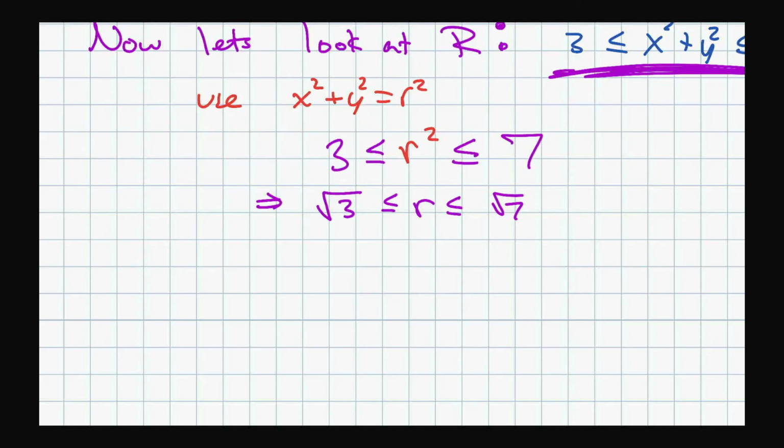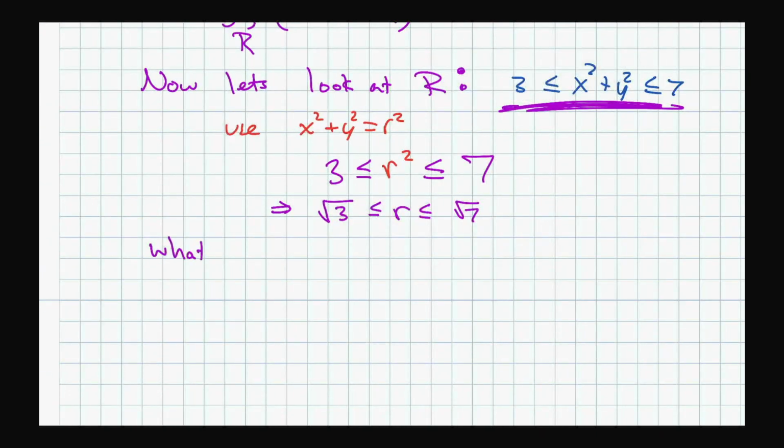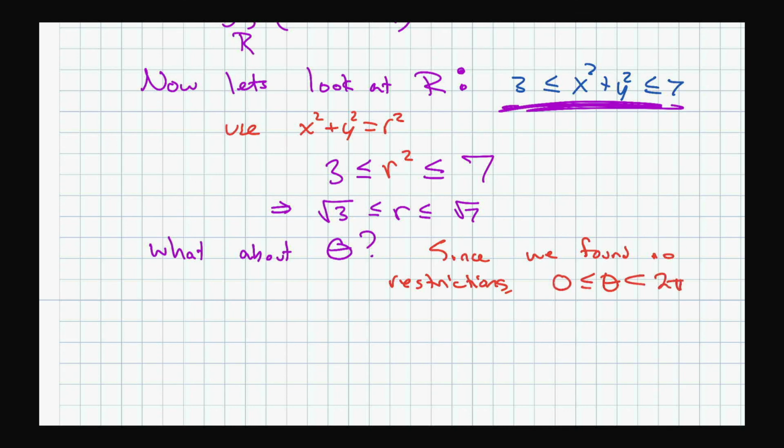Now, what about theta? So remember what we did, not last time, but a couple times ago. If there are no restrictions on theta, then theta is just going to be all the way around the circle, 0 to 2 pi. Since we had no restrictions, theta between 0 and 2 pi.